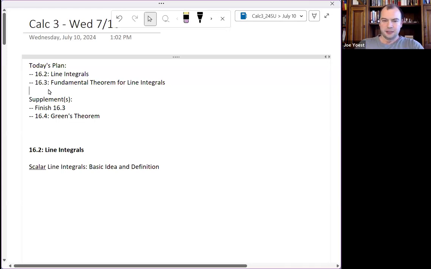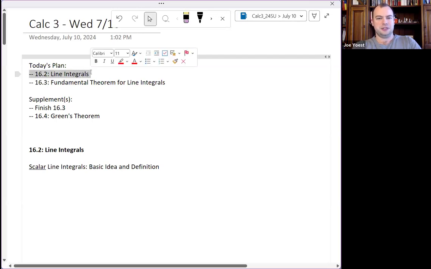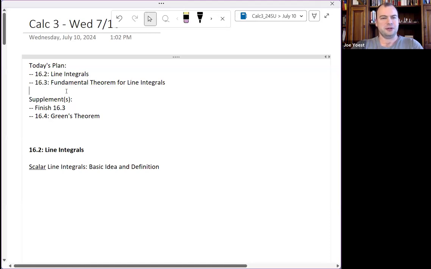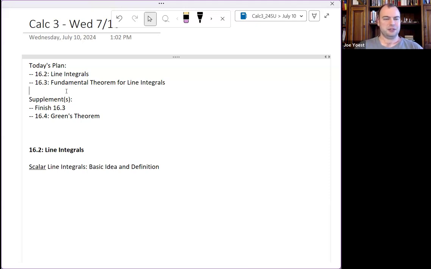Okay, so the plan for today is to cover section 16.2 and start on section 16.3. I don't think, well, I know we won't get all the way through 16.3. I'm hoping that we get through our discussion on conservative vector fields, and then maybe leave a few examples for a supplement tomorrow.